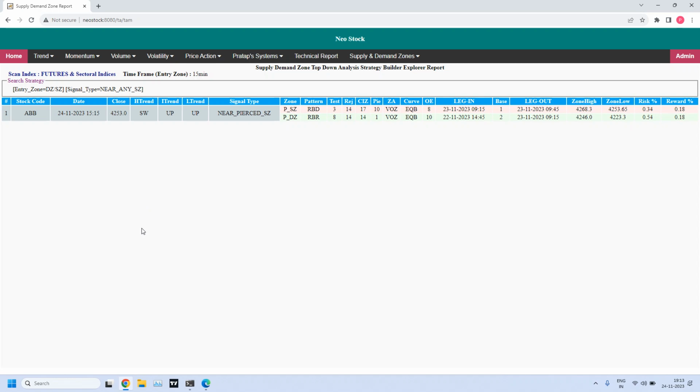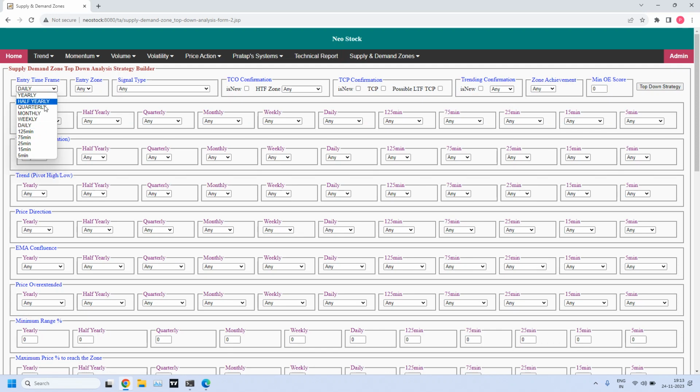Okay. Now let us generate a bullish and bearish setup for the 15 minutes time frame. So entry time frame is 15 minutes. For bullish setup, entry zone should be demand zone. And for 15 minutes, HTF should be daily. So daily trend should be uptrend or sideways. And 75 minutes trend should be uptrend because this is a bullish setup. For 15 minutes, you don't bother about the trend.